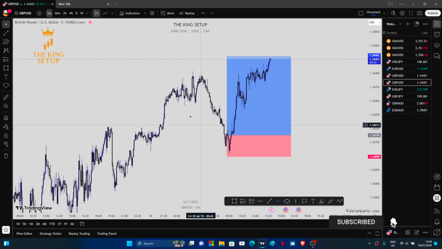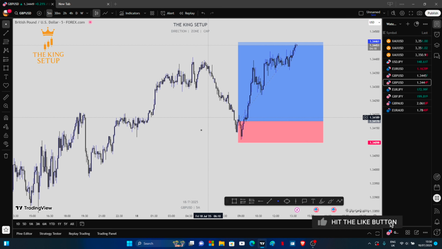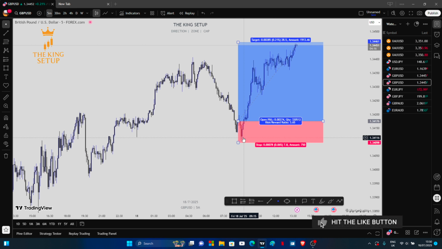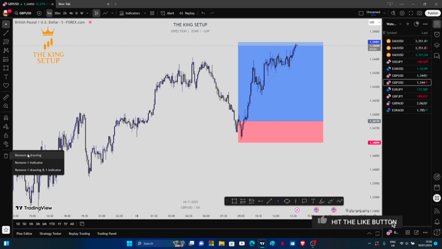Today once again I want to share with you how this trade was taken. This is GBP USD, and this was the first trade of the day. This was around 9 a.m. East African time on Friday, 2025, date 18. So number one, let me delete everything.